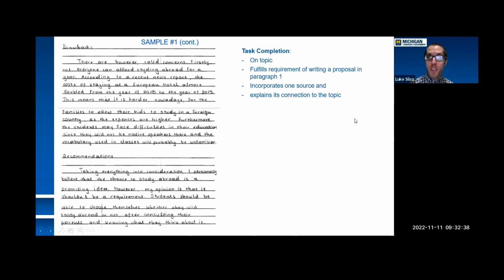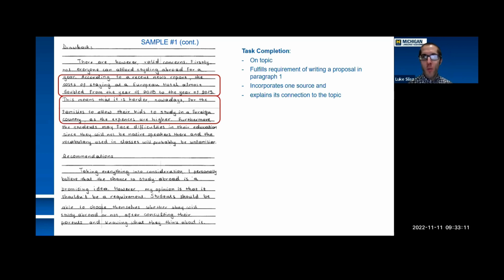Looking at the task completion specifically, this response is definitely on topic, and it's very specific to what the prompt was asking for. It specifically addresses students who are studying abroad and why that might be a positive or a negative thing for them. It fulfills the requirement of writing a proposal from the very first paragraph. They explicitly state that they will be evaluating both sides of the argument and then giving a recommendation based on that information. And that is exactly what the prompt asked them to do. So that's very well done and ties in exactly to what we were hoping they would be able to do.